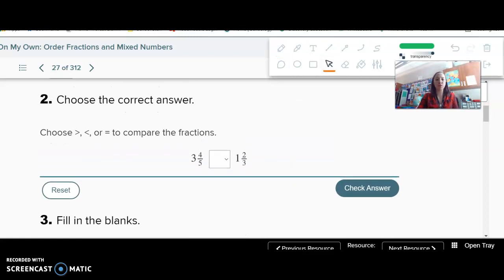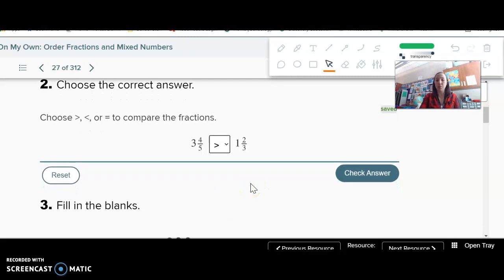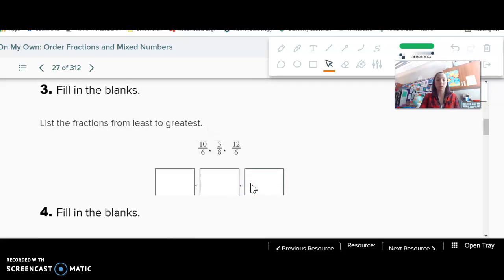All right, 3 and 4/5 as compared to 1 and 2/3. With this, all we have to do is compare the whole numbers. Because if I have 3, that's going to be bigger than 1, no matter what the fractions are. So don't forget to look at the whole numbers, and sometimes you can just compare those.